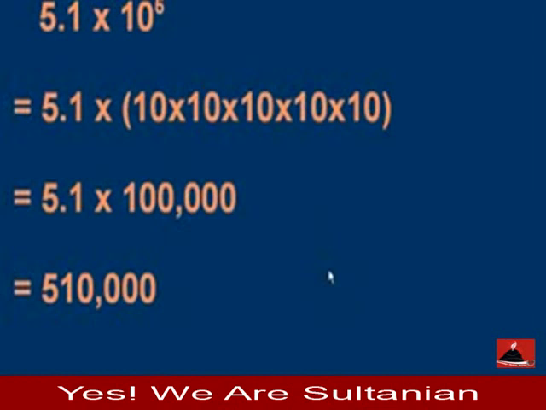So let's quickly do that. The number 5.1 times 10 to the 5 represents this. 10 to the 5 is 5 tens multiplied together, just like 10 squared, 10 to the power 2, is 2 tens multiplied together. So this notation, 5.1 times 10 to the 5, is a way of representing 5.1 times 100,000, or 510,000. And this is called standard form or scientific notation.